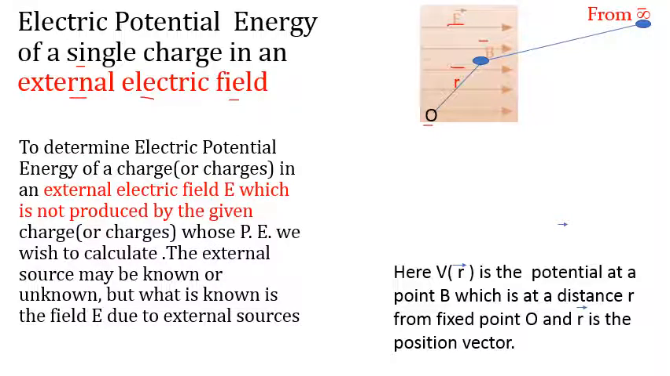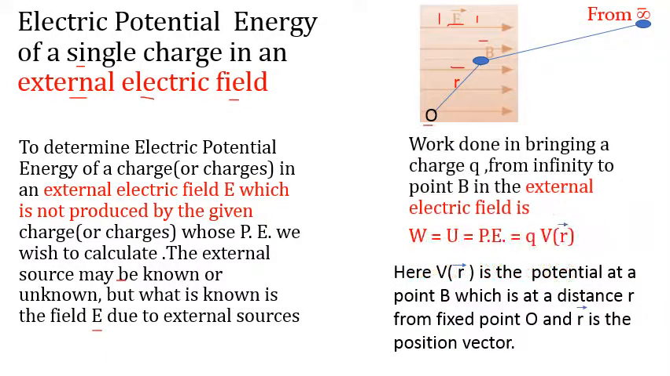This field E which is produced, it is not produced by the charge or charges which we are bringing or assembling. आपण जे चार्जेस आणतोय किंवा असेंबल करतोय त्यांच्यामुळे हे ई तयार झालेलं नाही. याचा सोर्स आपल्याला माहिती असेल किंवा नसेलही, पण अशा एक्सटर्नल फील्डमध्ये आपण हा चार्ज आणणार आहोत. लक्षात आलं? मग आता वर्क डनचं फॉर्म्युला अगदी सोपा आहे, बघितलंय आपण.